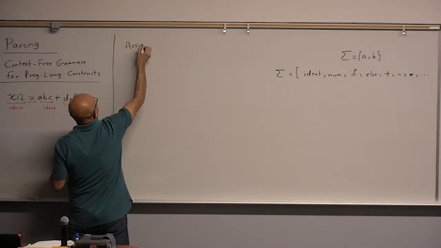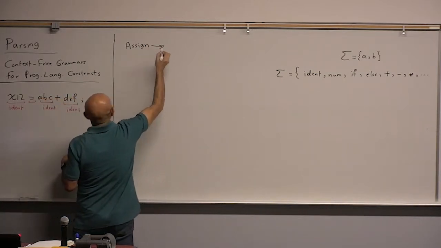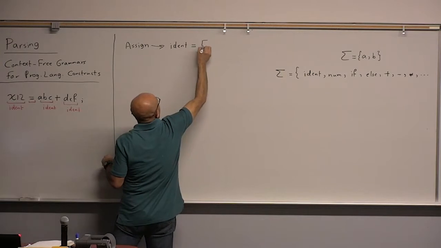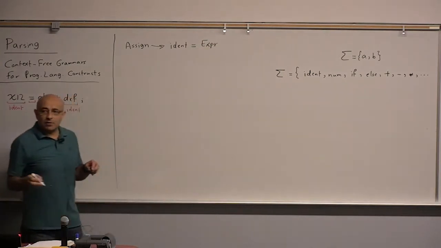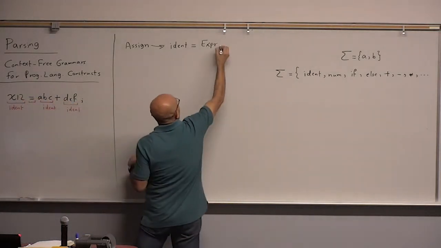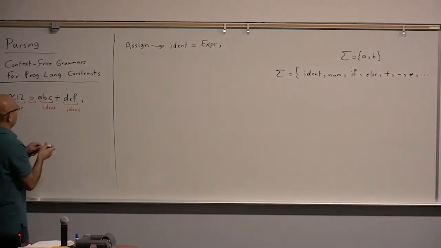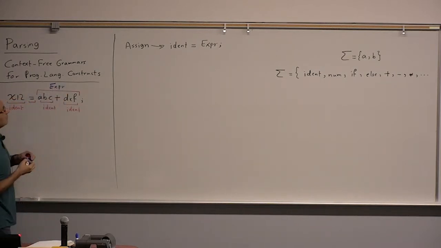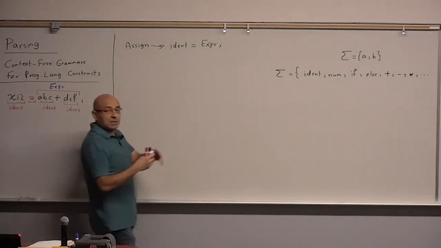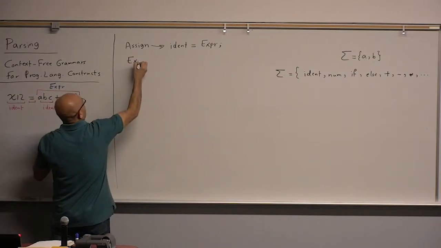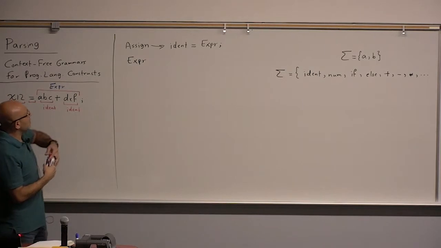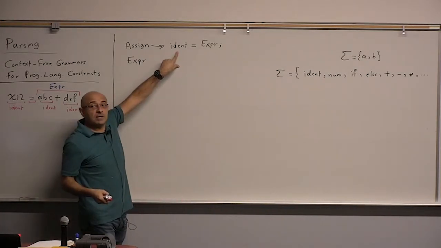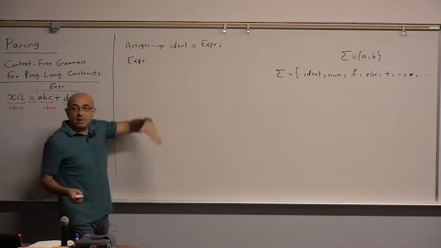Assignment. The assignment is an identifier equals, let's call it expression. In fact, today's lecture is going to be focused on expressions, grammars for an expression with the semicolon. So in this case, this is our expression. So it's identifier equals expression. Now what's the rule for expression? And remember, these words in uppercase are the variables, the non-terminals. Assign is a non-terminal. Expression is a non-terminal. Identifier is a terminal, or a symbol in the alphabet at the parsing level.